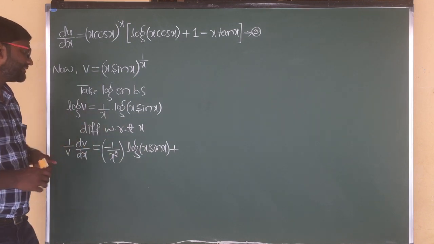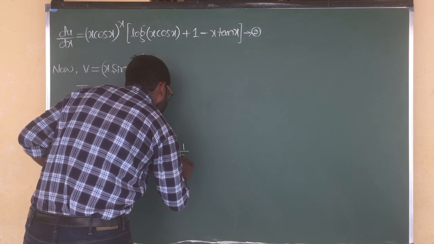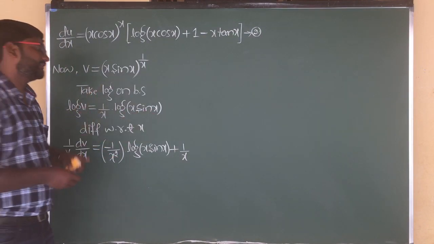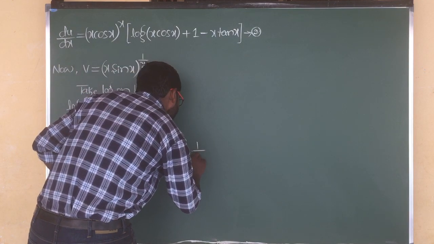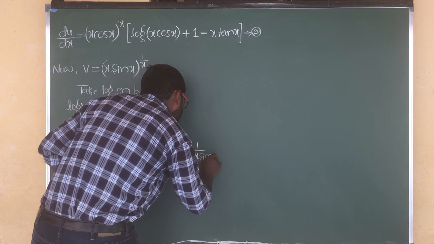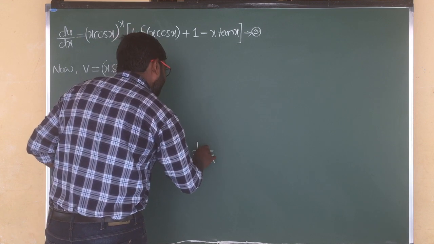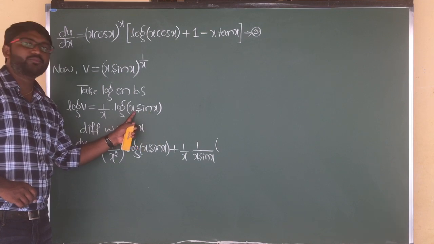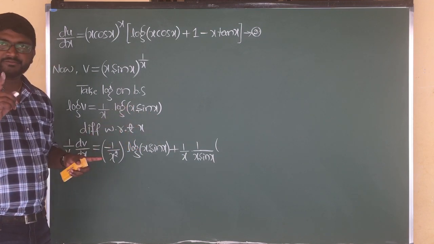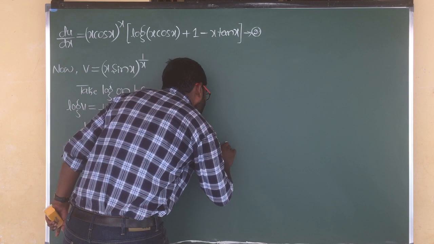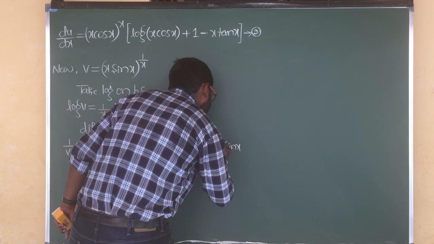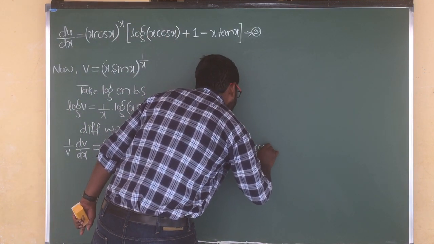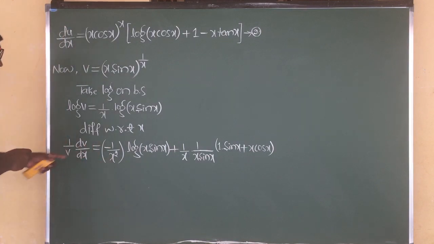Now we have to write 1 by x as it is. Take the derivative of the second function, log of x sin x. So it is 1 by x sin x into the derivative of the inside function, d by dx of x sin x. Again we have to apply the product rule here. So the derivative of x is 1. So 1 into sin x plus x written as it is into cos x. So now let us continue with the next step here.